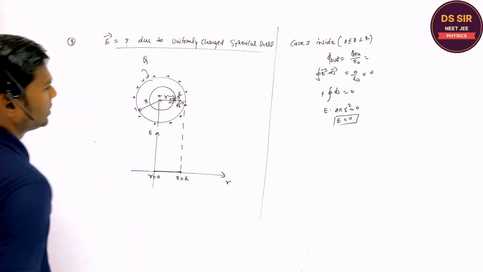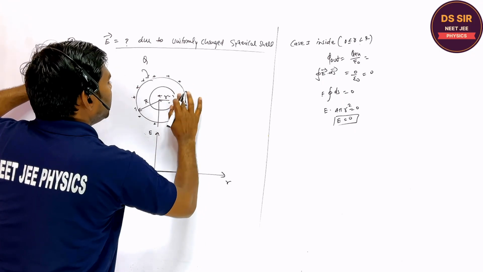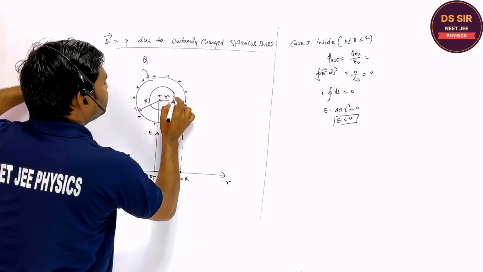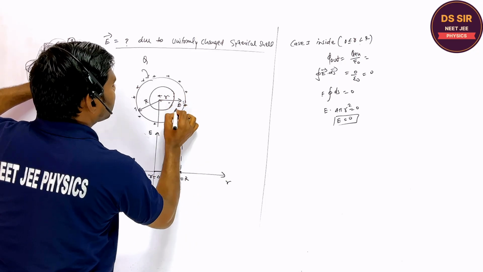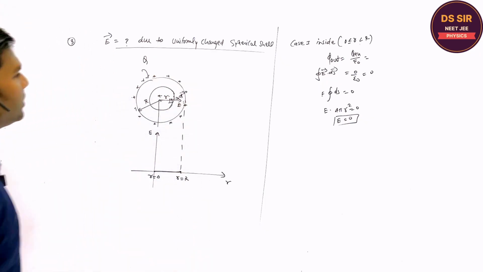Copy this first. I'm making this once again. The electric field is E, and the elemental area is ds, right?